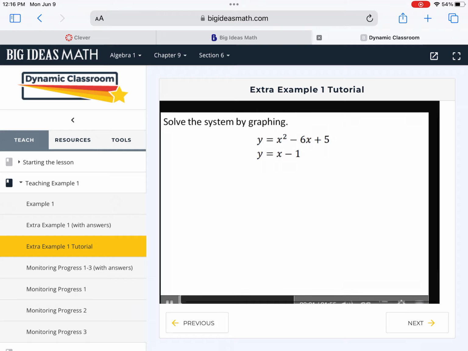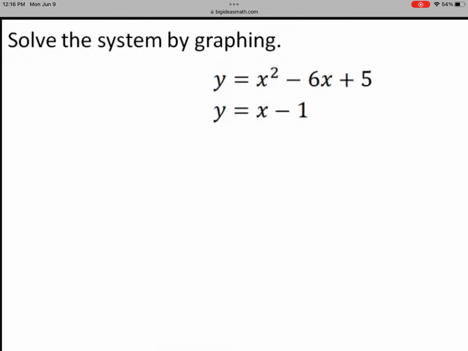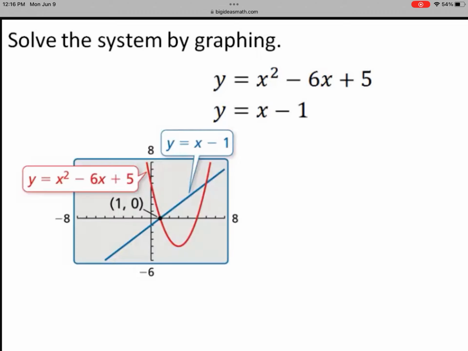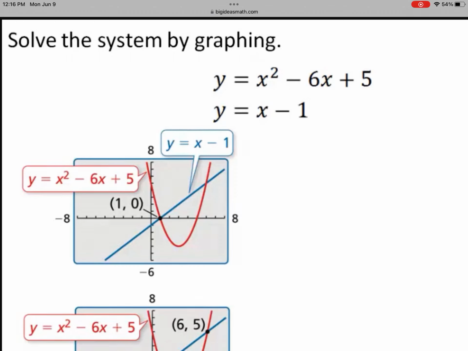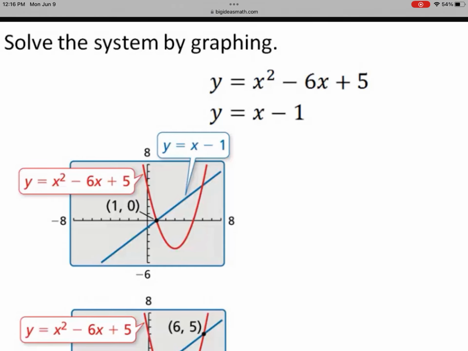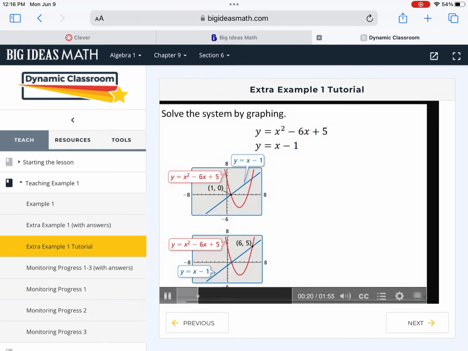Solve the system by graphing y equals x squared minus 6x plus 5 and y equals x minus 1. Begin by graphing each equation, then estimate the point of intersection. The graphs appear to intersect at (1, 0) and (6, 5). Now check these points by substituting the coordinates into each of the original equations.